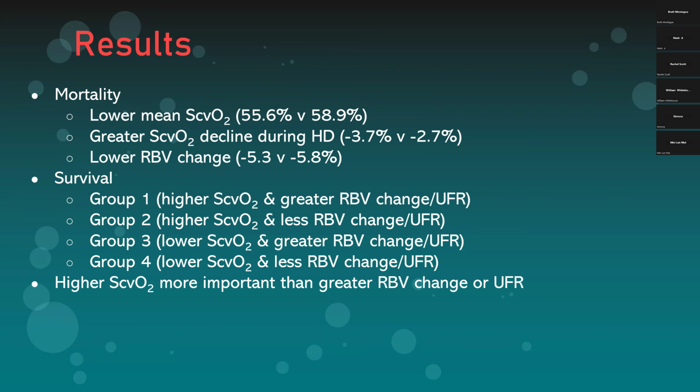And in terms of survival, the patients who had the greater change in relative blood volume tended to do better and had the higher survival, but the higher central venous oxygen saturation was more important. So groups 1 and 2, who both had the higher central venous oxygen saturations above the average, despite their relative blood volume change, they both had an increased survival.